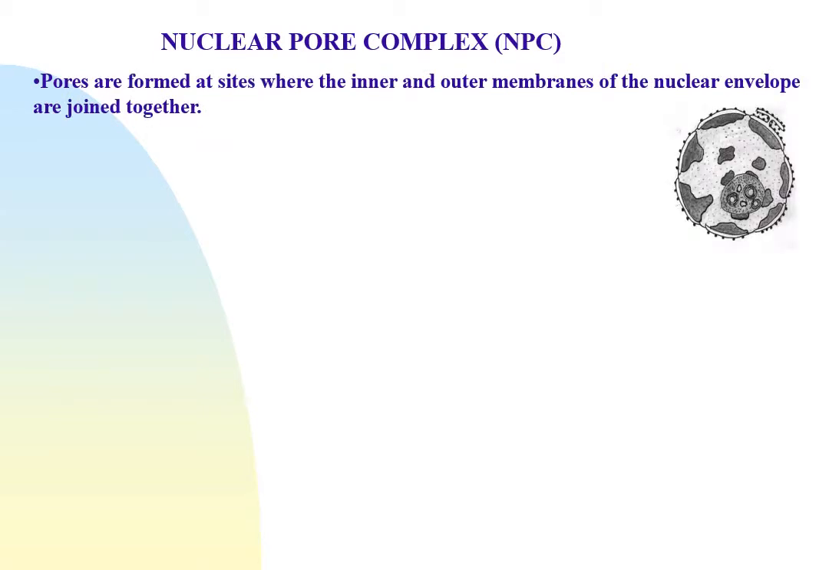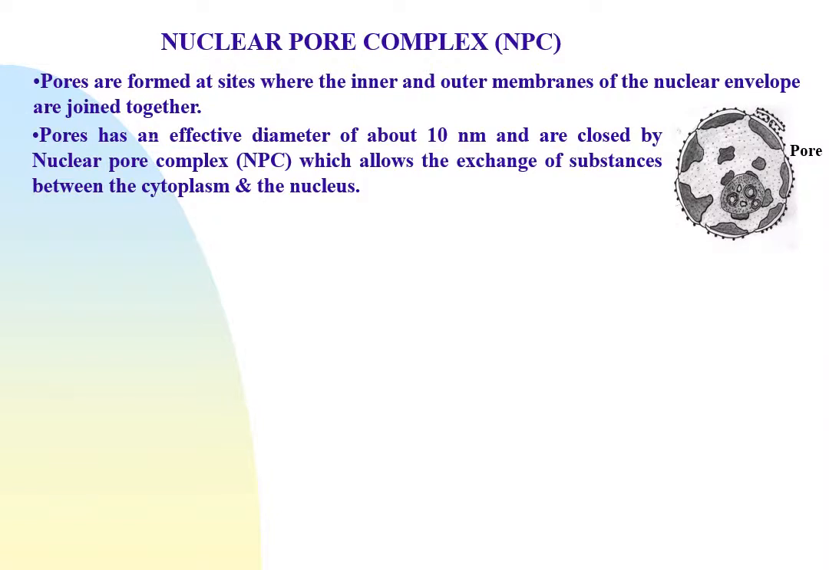Nuclear pore complex. Pores are formed at sites where the inner and outer membranes of the nuclear envelope are joined together. Pores have an effective diameter of about 10 nanometers and are closed by the nuclear pore complex, NPC, which allows the exchange of substances between the cytoplasm and the nucleus.